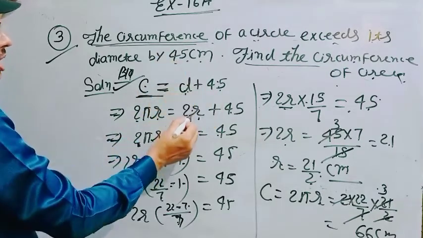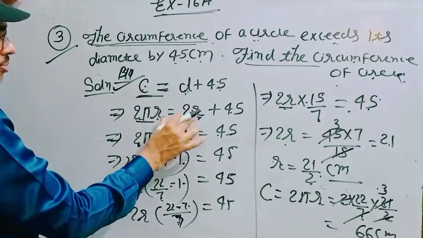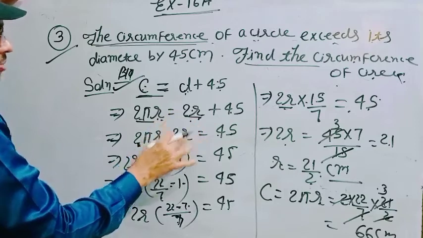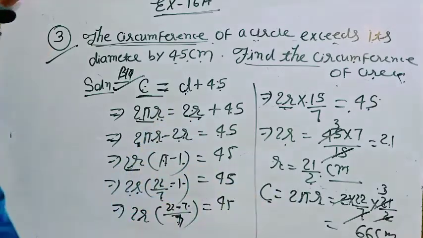Then use the diameter as 2r, because the circumference is in the form of 2 pi r. And from this equation you can find the value of r. If you find r, then substitute it in the circumference, and you can get your solution.